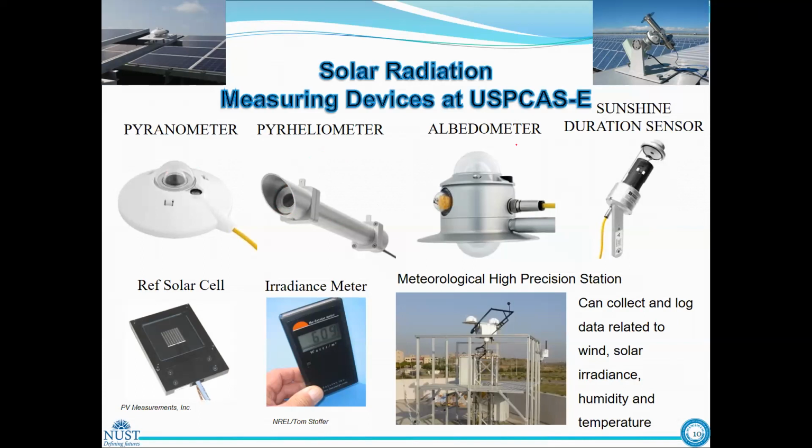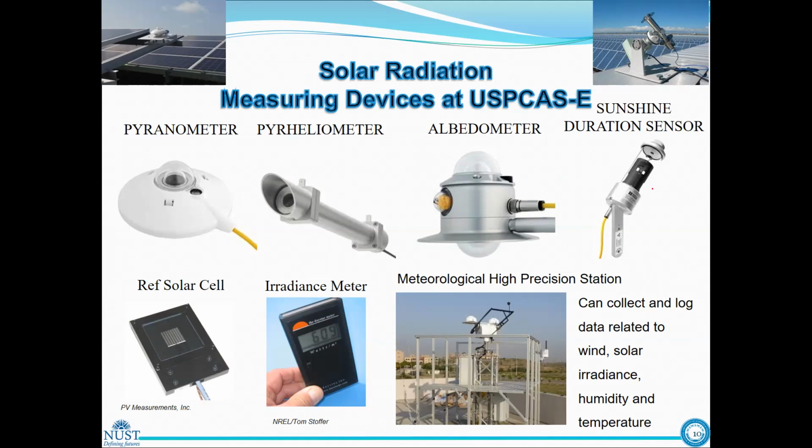And then another device, which is the albedometer. It has two hemispheres, one on the top side and the other on the bottom side. This device is meant to measure the reflected light particularly, because it can give us the difference between the top side and the bottom side. So the reflectance of any surface can be measured using this device.